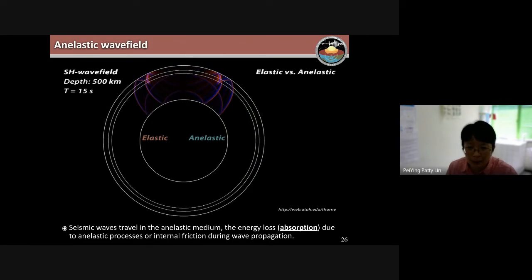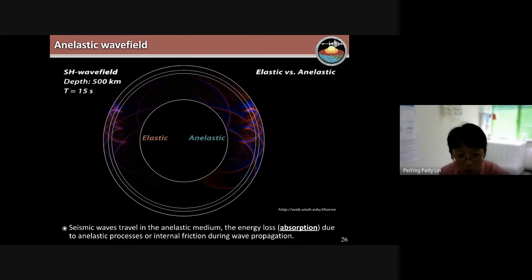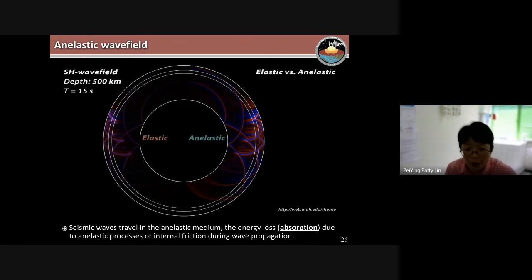Not only scattering, but also an elastic wave field. So this is another animation done by Maxon. Here shows an elastic medium. Seismic waves travel in the medium, and the energy will be lost due to the inelastic process. Here you can see the waveform amplitude is still the same. For this one, the amplitude decays a lot. So this also can explain the amplitude decay phenomenon.